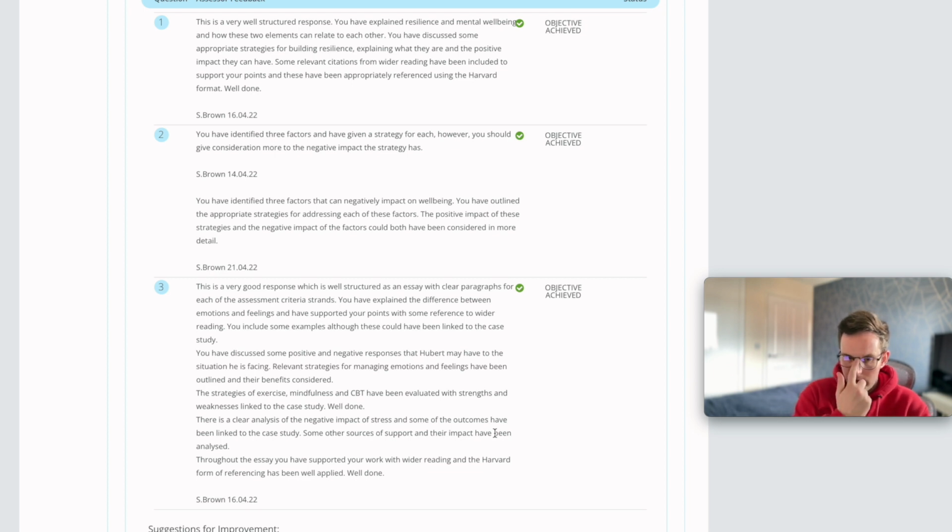For question 3, for the case study, this is a very good response which was well structured as an essay with clear paragraphs for each of the assessment criteria strands. You've explained the differences between emotions and feelings, and you've supported your points with some reference to wider reading. You included some examples, although these could have been linked to the case study. You have discussed some positive and negative responses that Hubert may have had in the situation that he is facing, with relevant strategies for managing emotions and feelings outlined and their benefits considered.